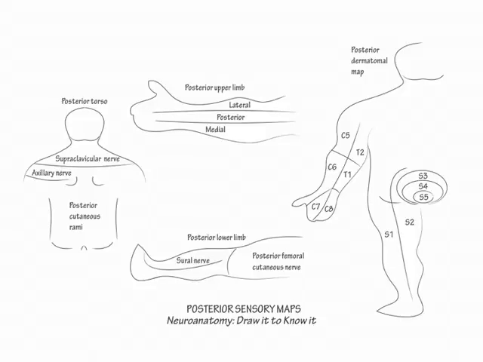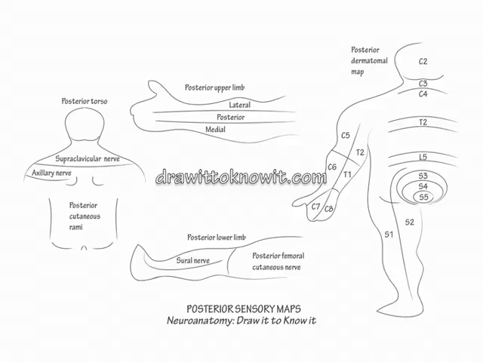Show C2 covers the back of the head, C3 and C4 the posterior neck, and T2 to L5 the upper back down to the buttock. This concludes our drawing of the sensory maps of the body.